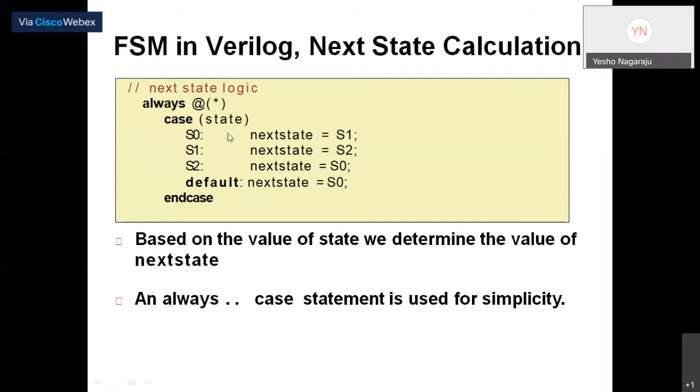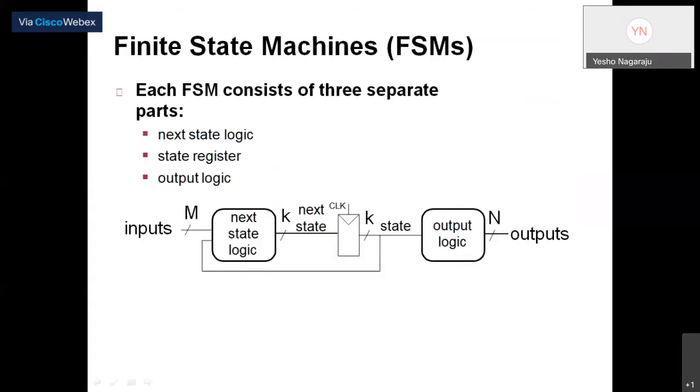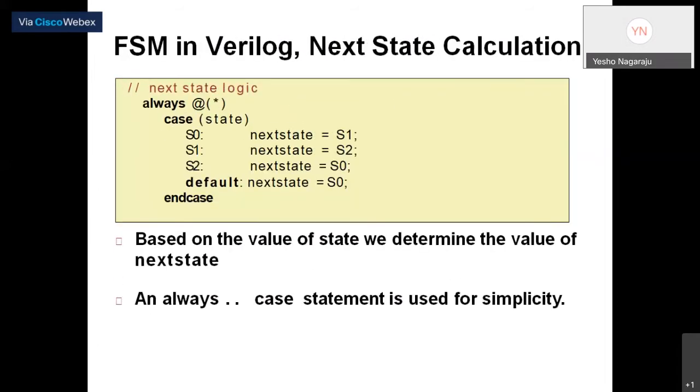Now let's go back to the diagram. Next state logic is derived from the present state and present inputs. That is what is driving the state. That's the next state logic. Now we are trying to define this logic in Verilog. In order to define next state, what do we need?